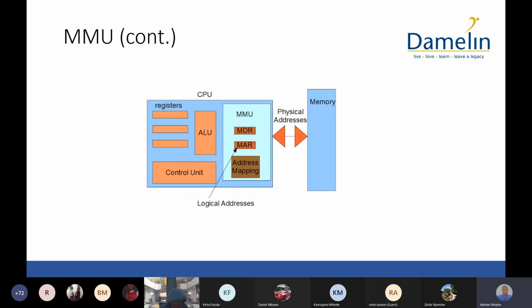And you can see here that there is a diagram of the typical components we know of in the CPU, the registers, the ALU, the control unit, okay? And then there is what? There is the MMU, the memory management unit, and it contains a couple of registers, okay? Memory data register, memory address register, okay? And then there is that mapping table that will also contain the different mapping tables for the different processes, so that it's able to translate, okay, these different addresses. It's mapping physical addresses to virtual addresses.